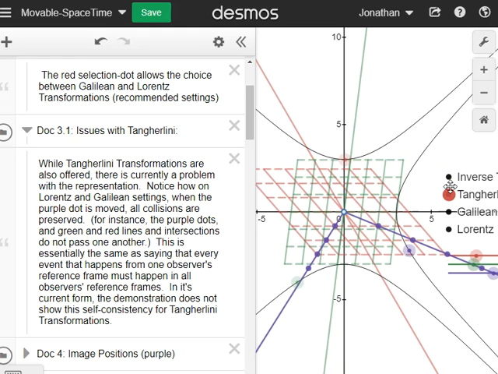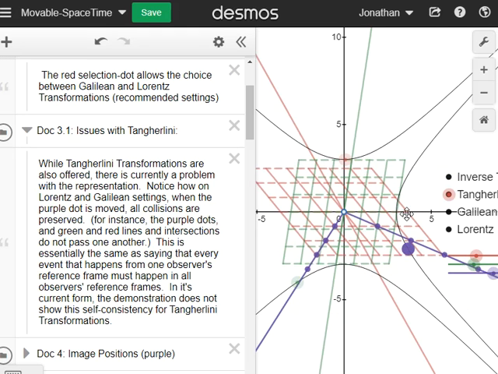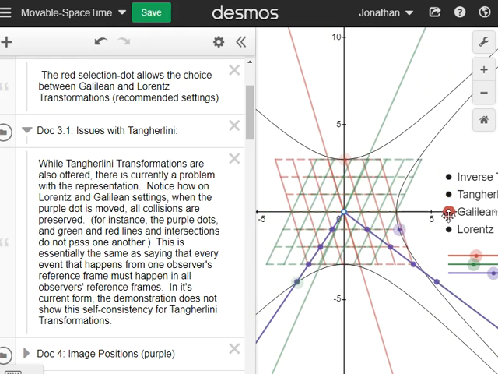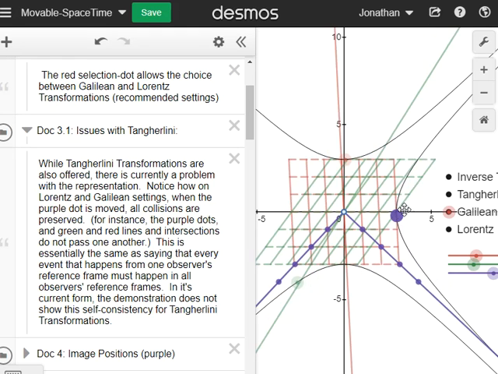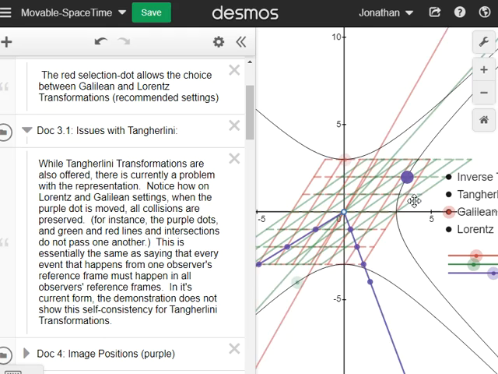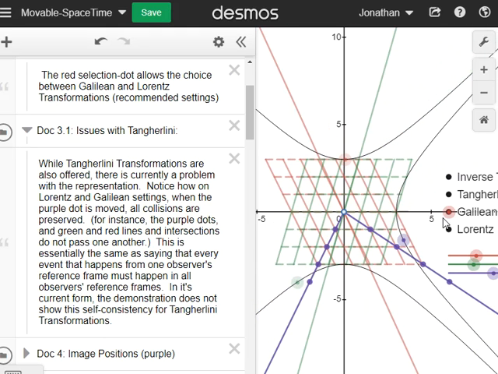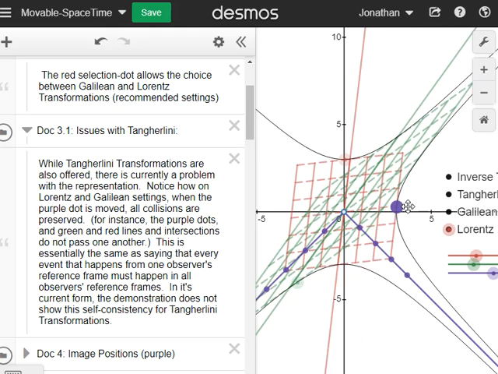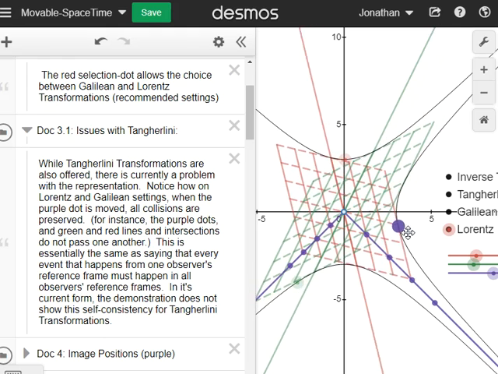Same thing with the Tangerlini transformations. They don't transform quite properly. They scrape against each other. But with the Galilean transformations, they transform together. Nothing scrapes against each other. It's all very smooth. With the Lorentz transformations, also, the grids don't scrape against each other. It's all very smooth.